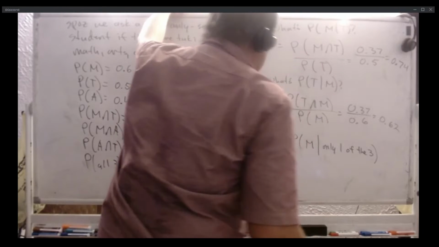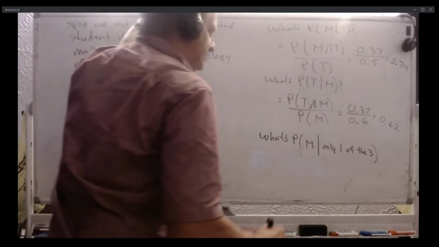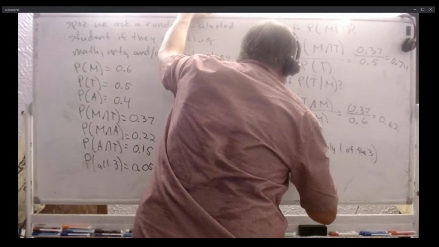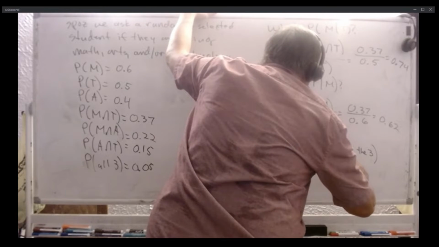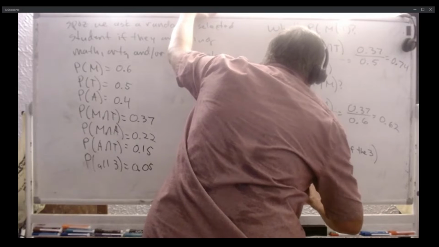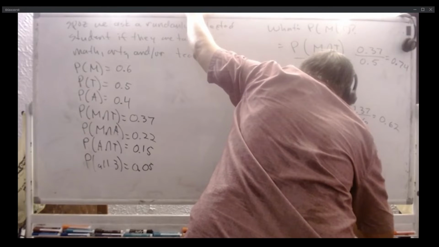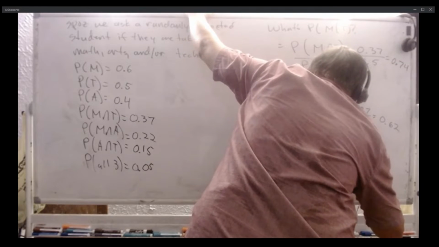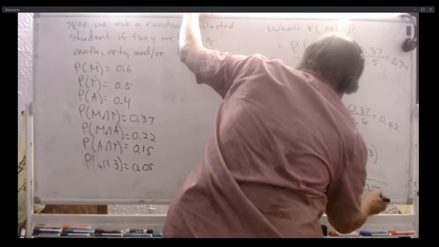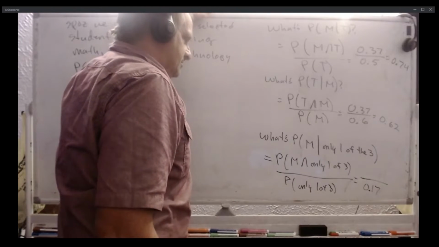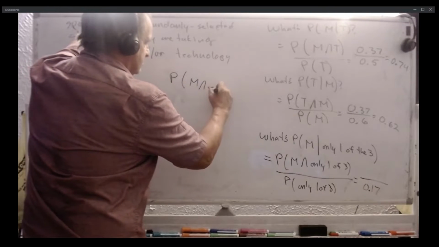What's the intersection of math and only one of the three? Only math. Did we find that? I thought we did. I do have it. The probability of only one is 0.17. And what's the probability that they're taking math and only math? Is it 0.6?